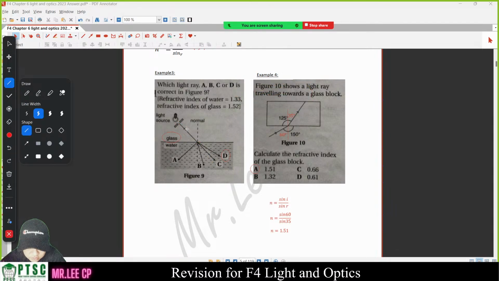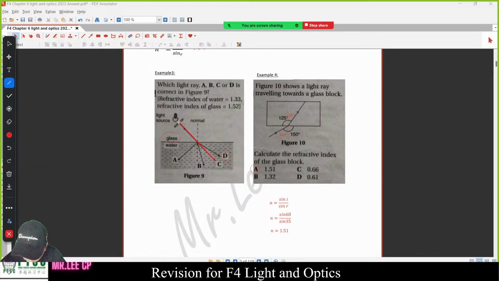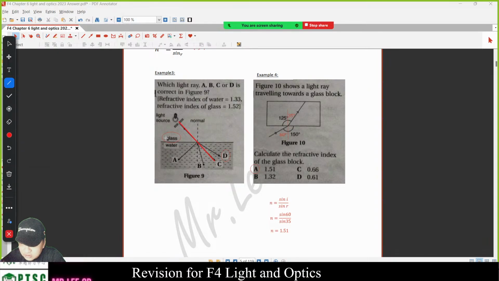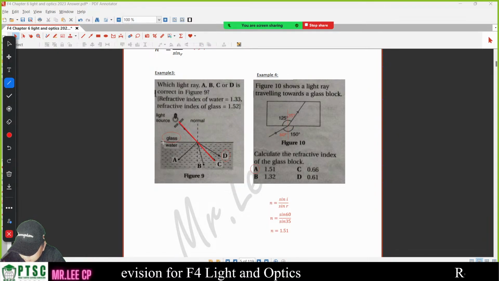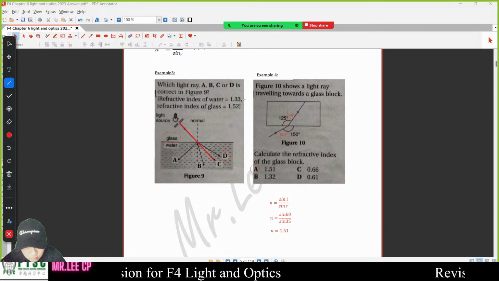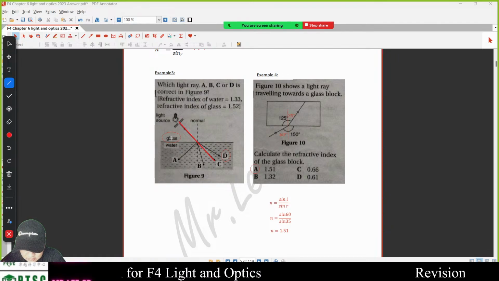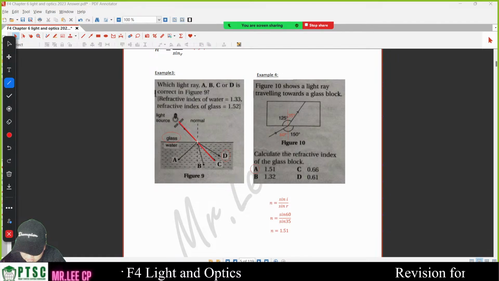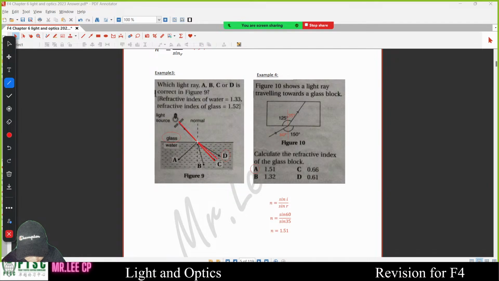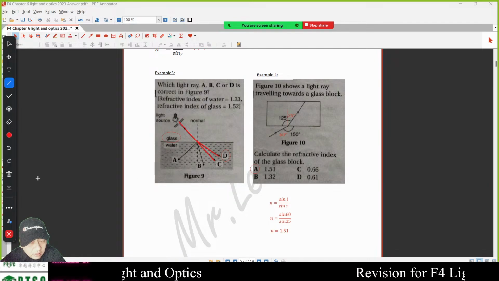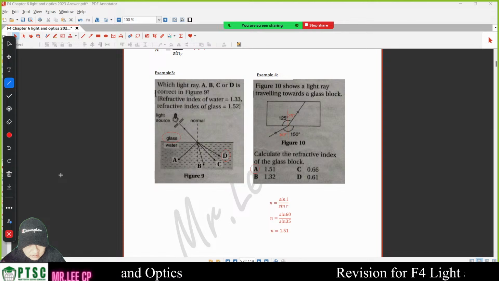Go straight, then it will go to C. So definitely not C already. So this glass is 1.52, denser. Water is less dense, right? Going from denser to less dense, it will bend away from the normal, right? It will bend away from the normal. That's all. The answer is D.